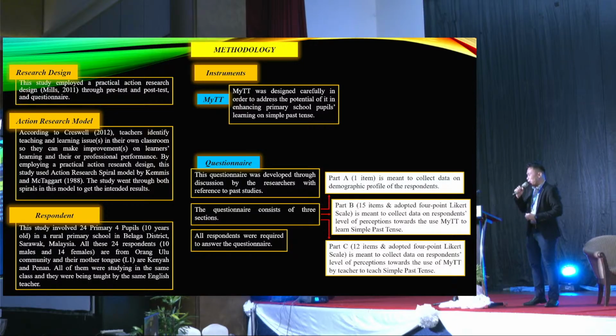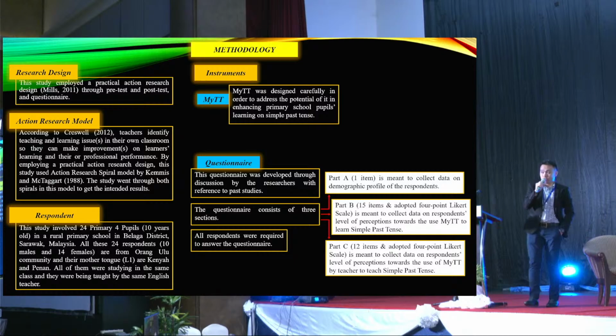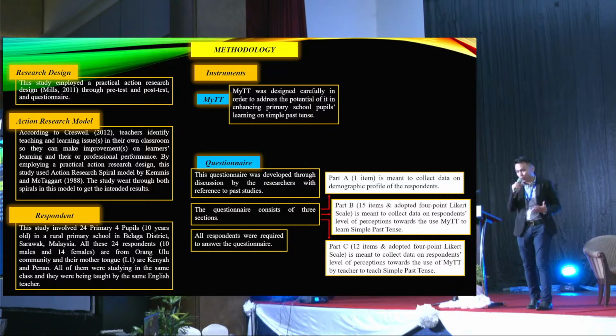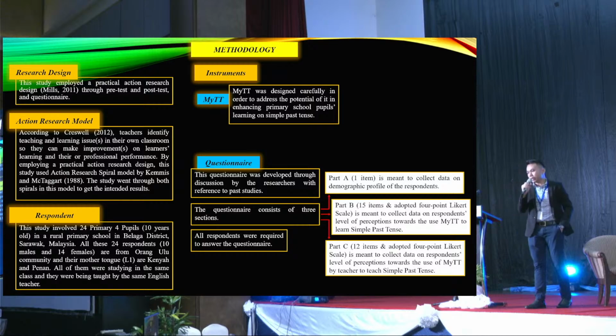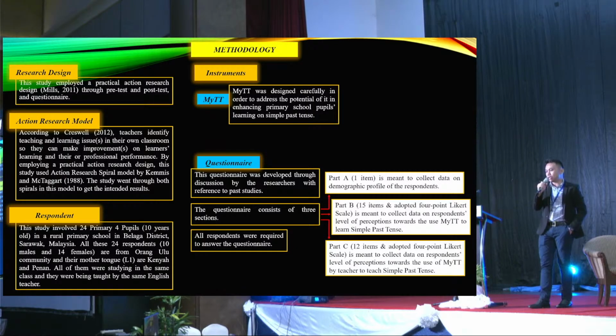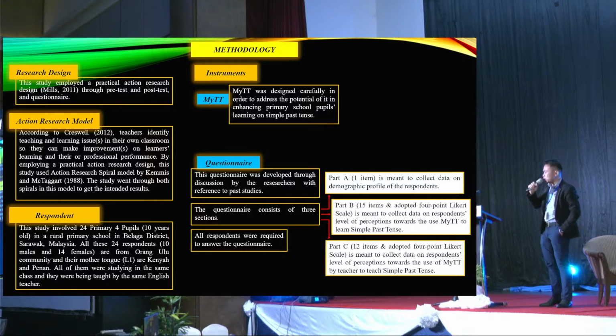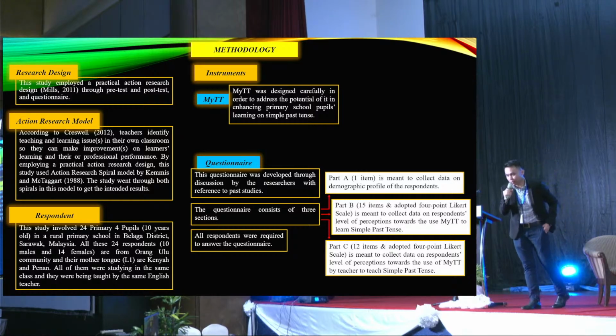Okay, thank you. All right, so we look at the methodology. Since this is an action research, we are going to go through it one by one. The research design is the practical action research design by Mills 2011. So I have pre-test and post-test and questionnaire. I know this is an action research, but I go into it in depth, so that we can identify the effectiveness of MyTT.